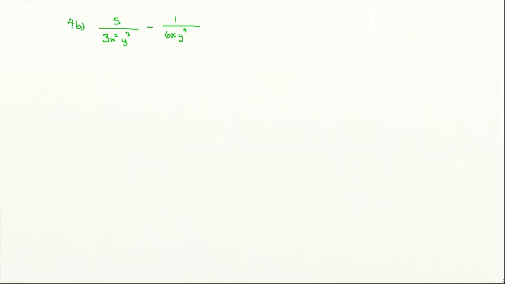Question 4. Perform the indicated operation, simplify when possible, assume the denominators are not 0. B, 5 over 3x squared y cubed minus 1 over 6x y to the 4th. First job of subtracting, lowest common denominator. Nothing can be factored. Okay, so numbers 3 and 6, the lowest common denominator will be a 6. X squared and an x. So x squared, y cubed, y to the 4th, y to the 4th. I've been asked to simplify it.